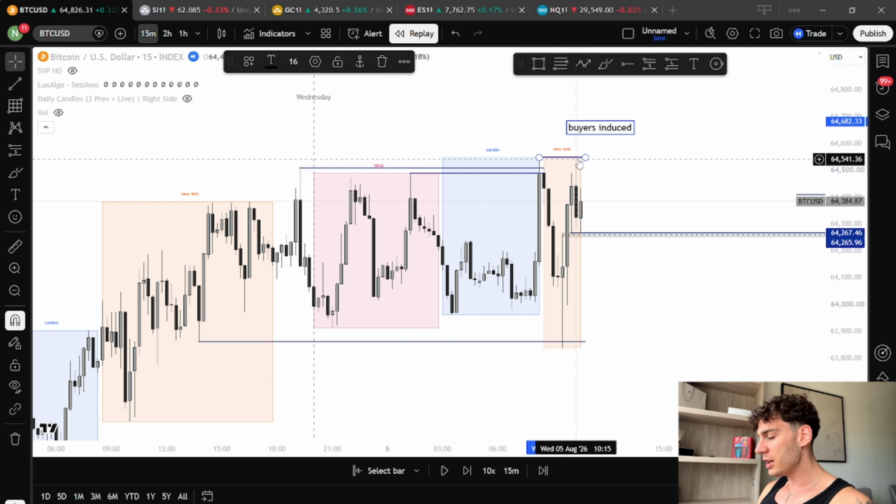You see this fair value gap here that I marked. I opened my long here. I put my stop loss here. You can put your stop loss here as well. I chose to put it here for no particular reason.